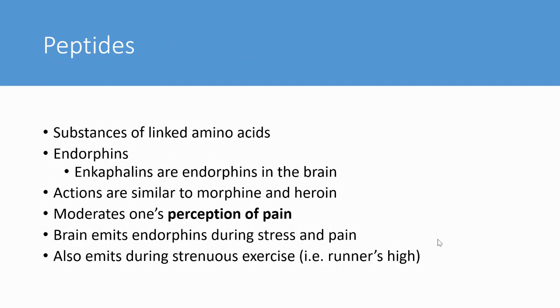Peptides are substances of linked amino acids, and one example is endorphins. Enkephalins are endorphins that are just in the brain. The actions are very similar to morphine and heroin. These moderate one's perception of pain, and your brain naturally emits endorphins during stress and pain. It also emits them during strenuous exercise, sometimes called a runner's high.